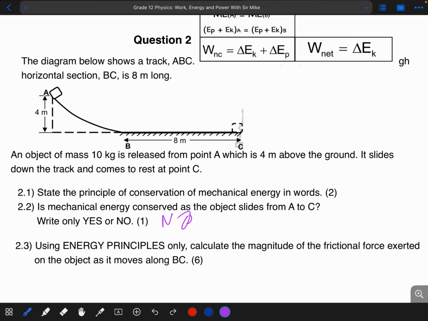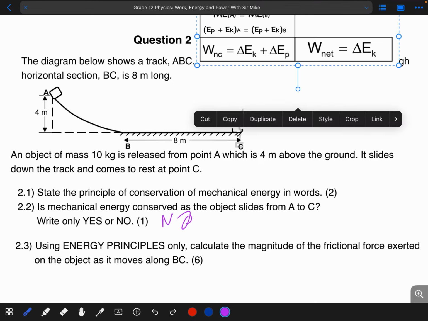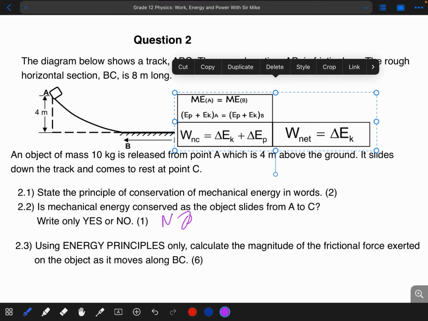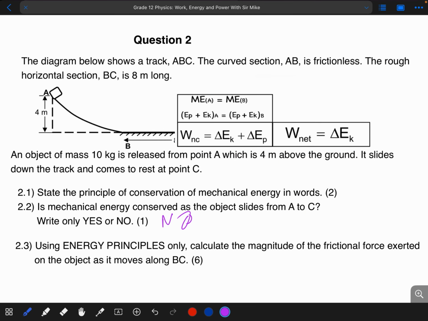For 2.3, they say: using energy principles only, calculate the magnitude of the frictional force exerted on the object as it slides along BC. Remember these are the energy principles that we have. They're saying that you must use these energy principles.